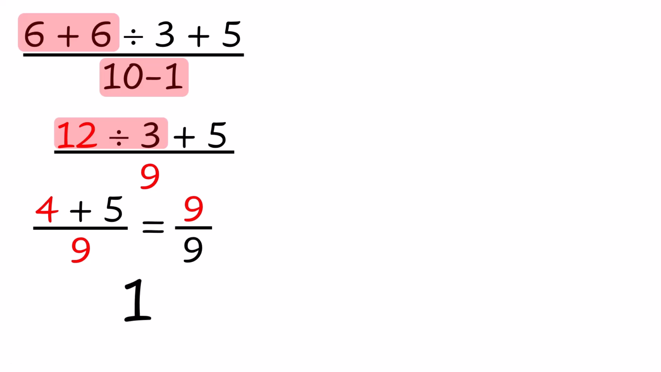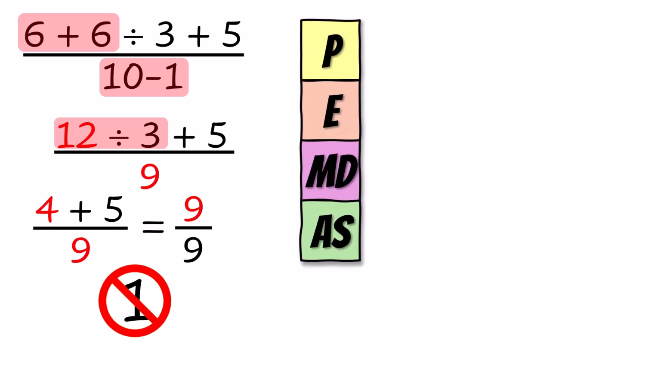But that is not a correct answer because we didn't follow the order of operations. PEMDAS: parentheses, exponents, multiplication and division, but in order from left to right, how you see them in the problem. And that's also the same for addition and subtraction. You do multiplying and dividing first, and then you do adding and subtracting in order from left to right.